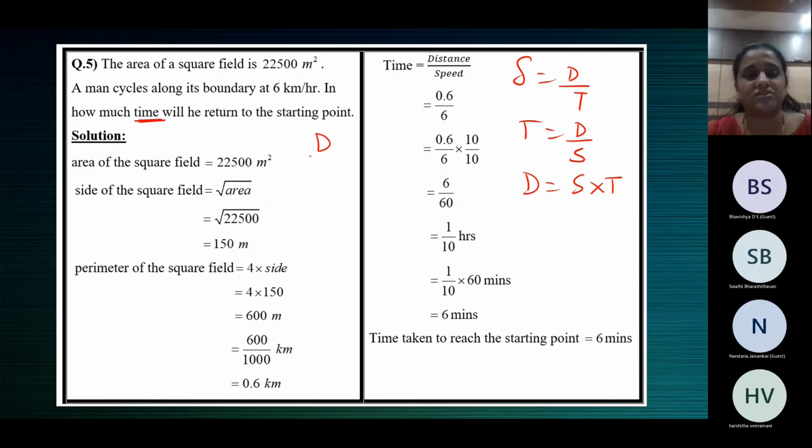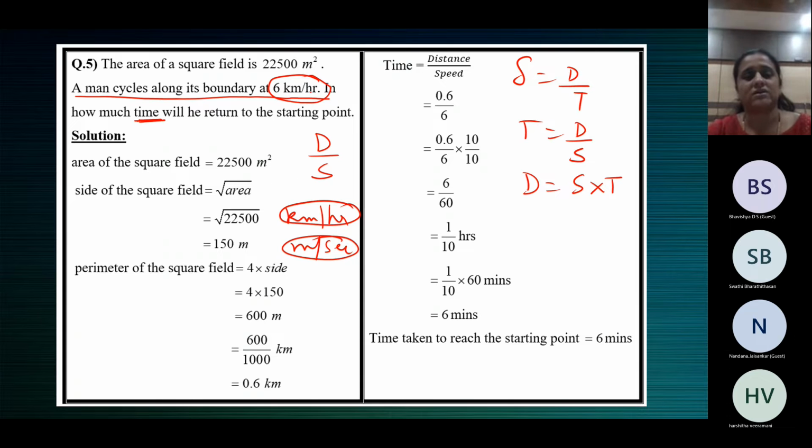That means we need to know the distance and the speed. The speed is given to us: a man cycles along its boundary at 6 kilometers per hour. From the unit, you can make out the speed. When something is expressed in kilometer per hour or meter per second, it represents speed. So he's cycling at a speed of 6 kilometers per hour. In how much time will he return to the starting point?